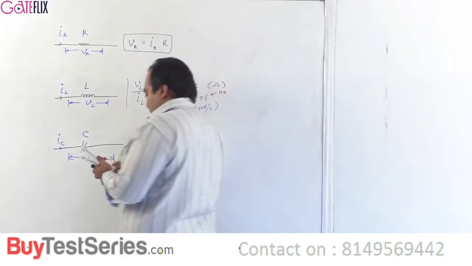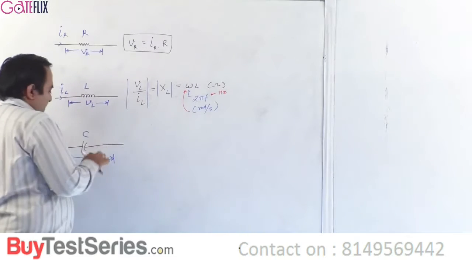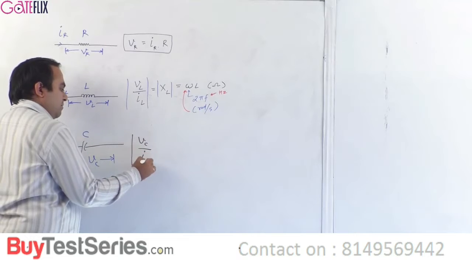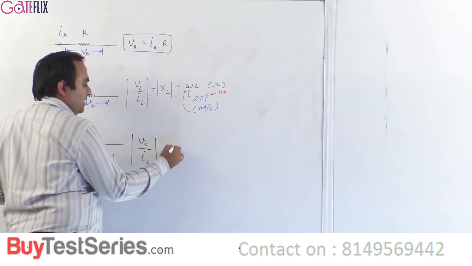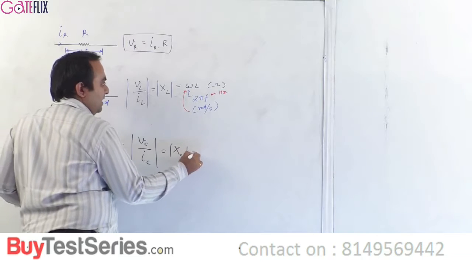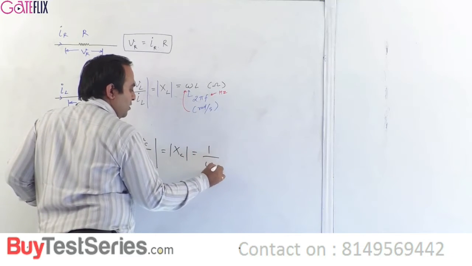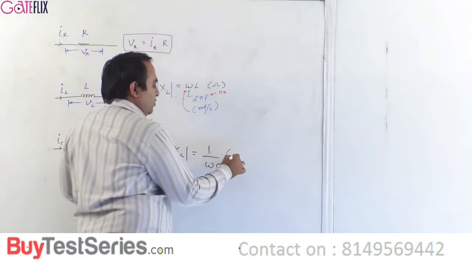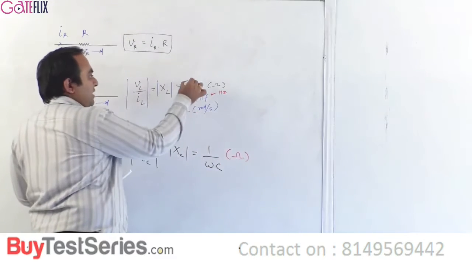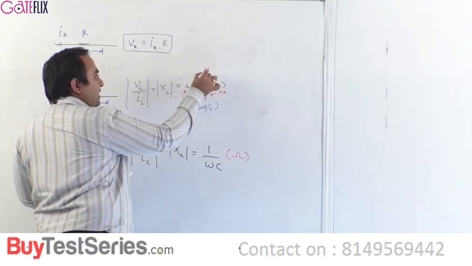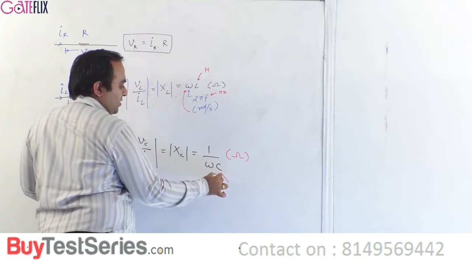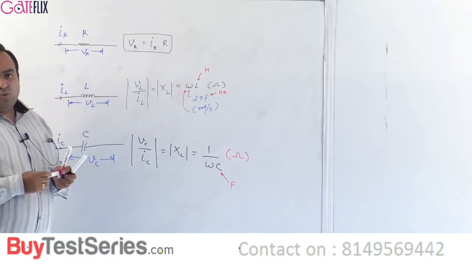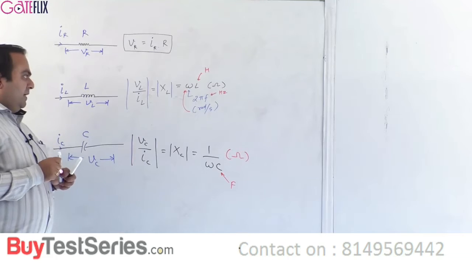Alright, similarly the ratio VC by IC magnitude, we call it as XC, and this becomes 1 upon omega C, which is again having a dimensions of ohms. Here L will be measured in Henry, and in MKS units, C will be measured in farad. So this is ohms. I think you are familiar with these relations already.